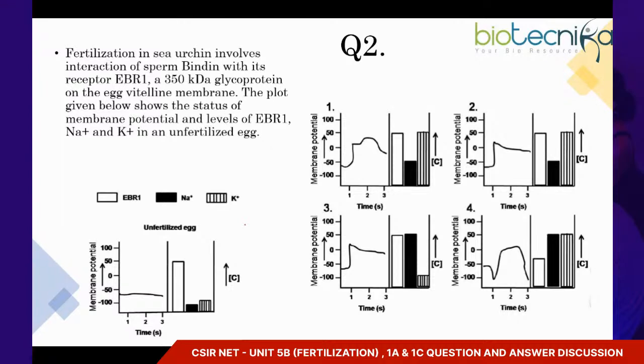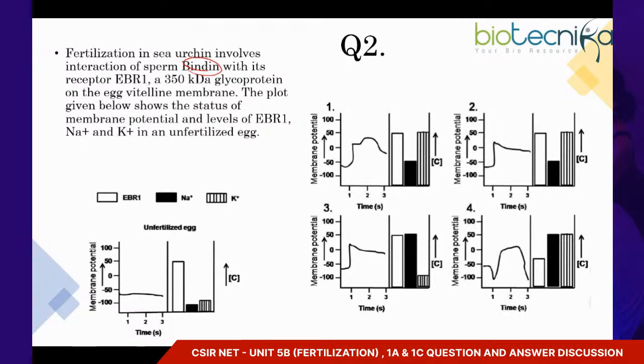So, fertilization again in sea urchin. We generally get questions on fertilization in mammals or fertilization in sea urchin, and again mostly from sea urchin. So see, we were talking about the different chemoattractants and fusogenic proteins in class, if you remember. We had a fusogenic protein called bindin. Now, where is bindin present?